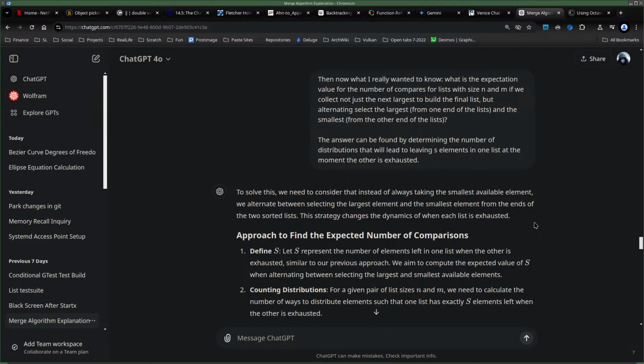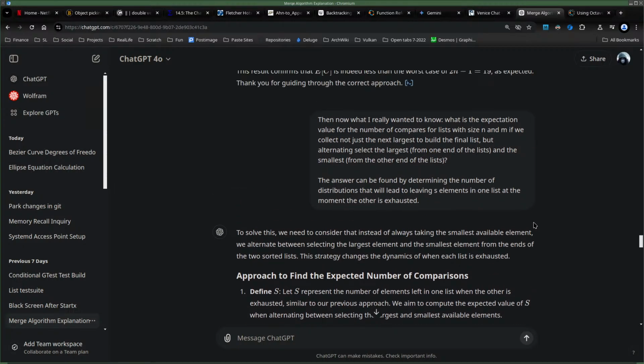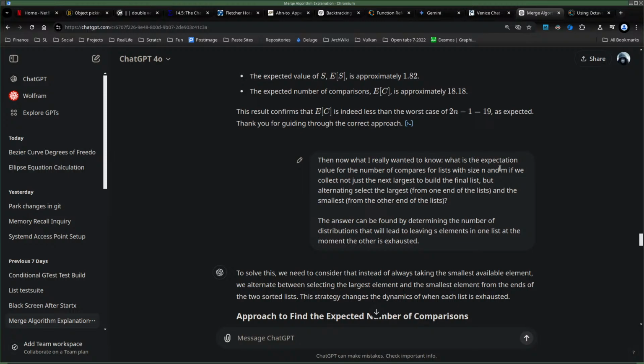And then we got to the real point of the whole thing. I wanted to know the expectation value of the number of compares for lists with size n and m, where we collect not just the largest to build a final list, but alternately select the largest from one end and the smallest from the other end of the list. Do you guys think that ChatGPT is intelligent enough? I mean, it's not intelligent at all, let alone enough, to be helpful here.